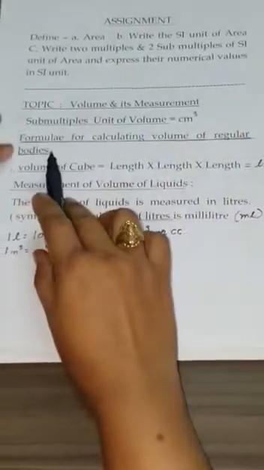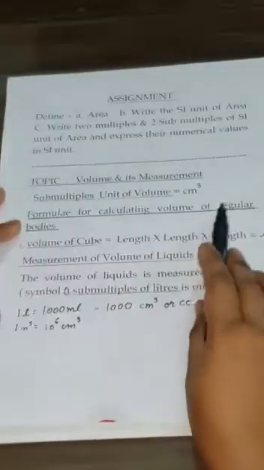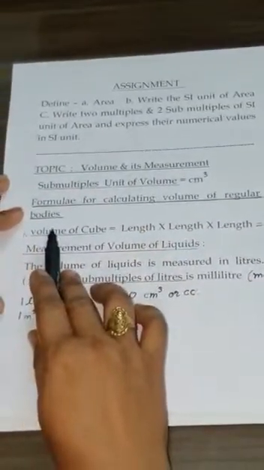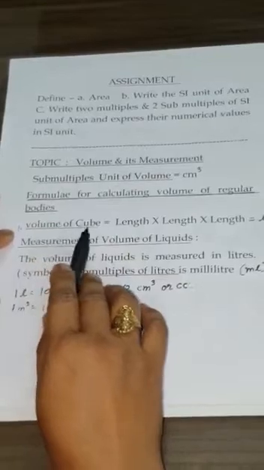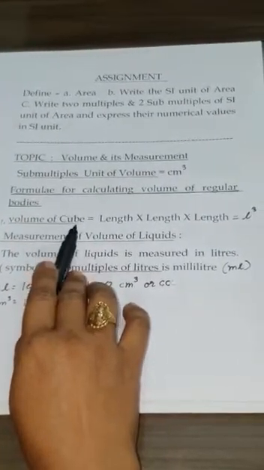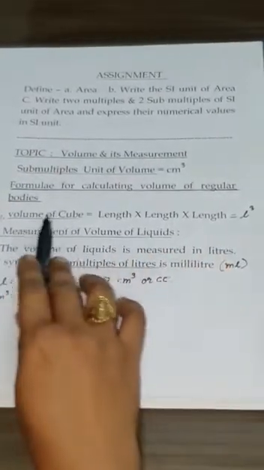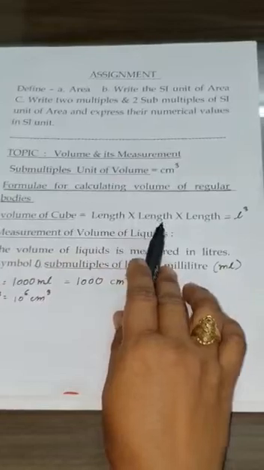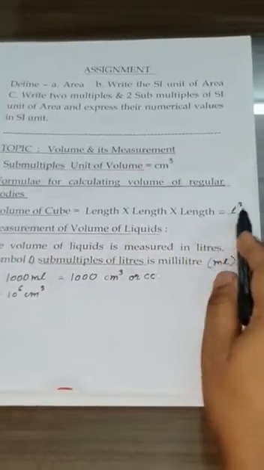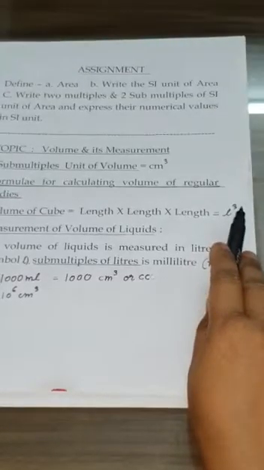Now here also we have the formulas for calculating volume of regular bodies. We have the formulas of volume of a cube, volume of a cuboid, volume of a cylinder. In maths, you have done all these formulas. Here volume of a cube, length into length into length is equal to L cube. Why L cube? Because length is coming 3 times.